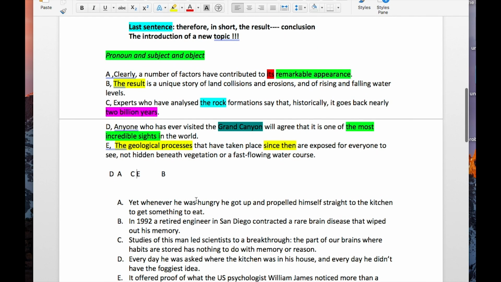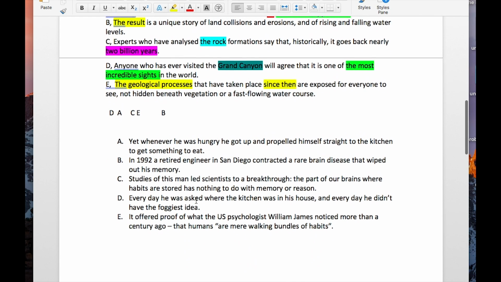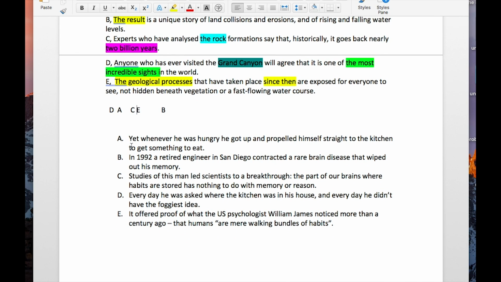Now, number 2, we are taking this as an example again. So this one uses a similar strategy. So first of all, we read the question again. So you can pause the screen. So "yet." There must be something mentioned before that is completely different. "Whenever he was hungry," there must be a "he," there must be some name mentioned before. He was hungry, he got up and propelled himself straight to the kitchen to get something to eat. So the object in here is to the kitchen to get something to eat.